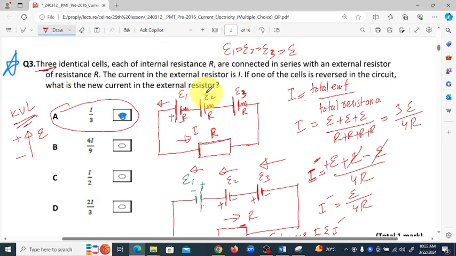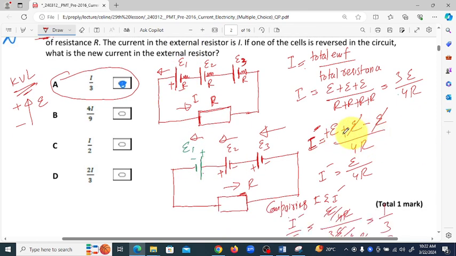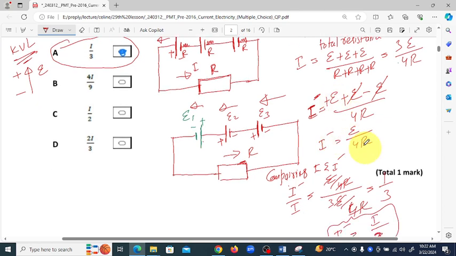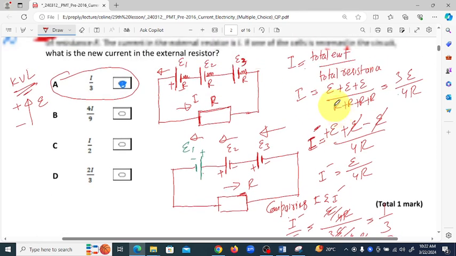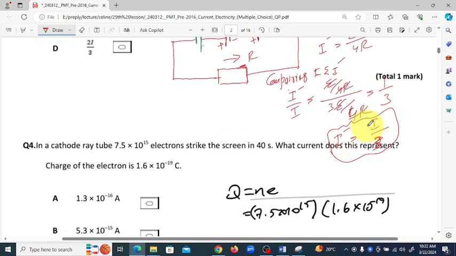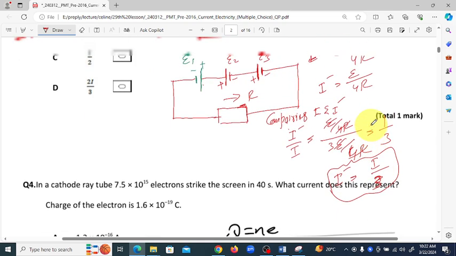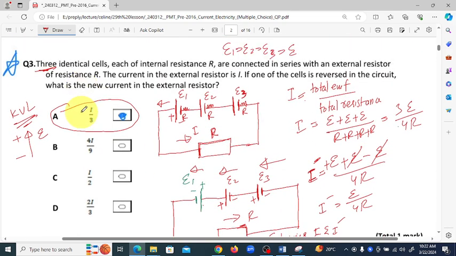So when we reverse this EMF, it becomes negative, one EMF is cancelled, and we are left with E over 4R. When we compare I and I dash, we get I dash equal to I over 3. So the current reduces to one third, and the correct option is A. Okay, thank you.